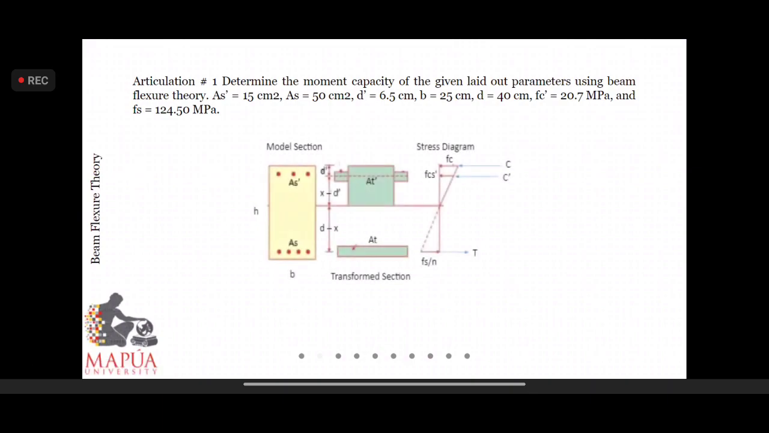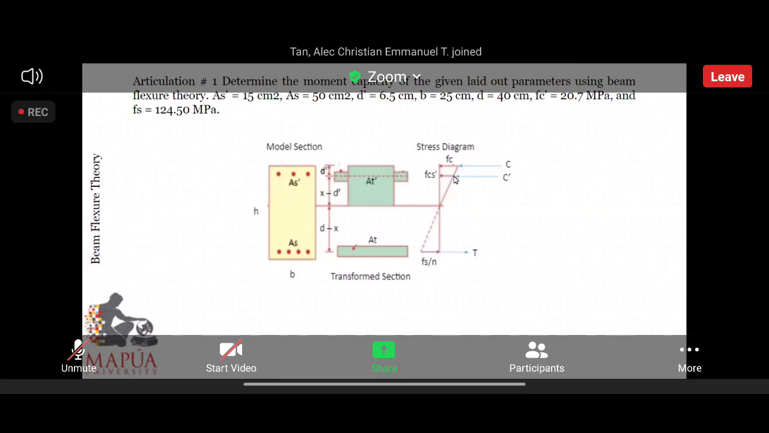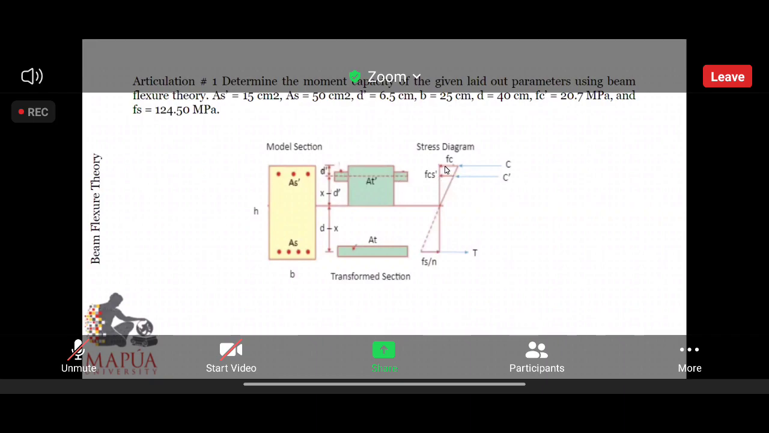And then we are going to utilize the model section, transformed section, and this particular stress diagram. This is merely a generic representation of the doubly reinforced section. These are not the actual numbers of the reinforcing bars, but in essence, this will be the AS prime, AS, the compression and tension bars respectively. We need to convert it into equivalent concrete area so that we can employ the beam flexure theory. This, in essence, is the stress diagram of the compression bars, and this is for the concrete. This will be for the steel.